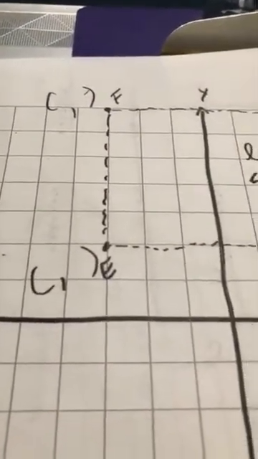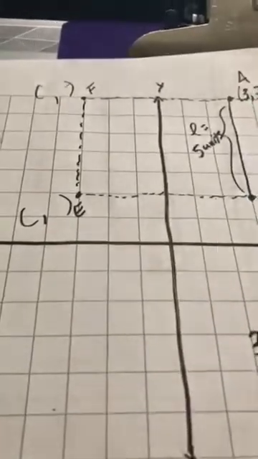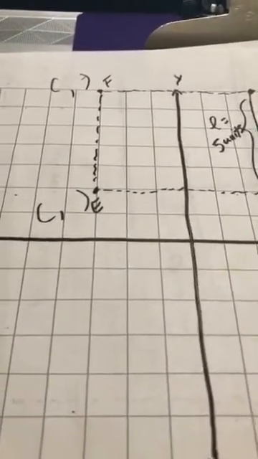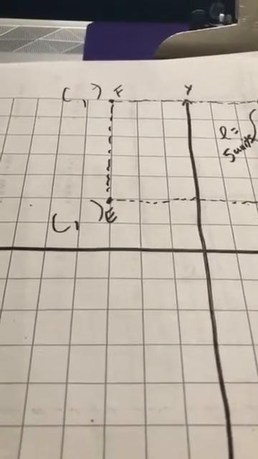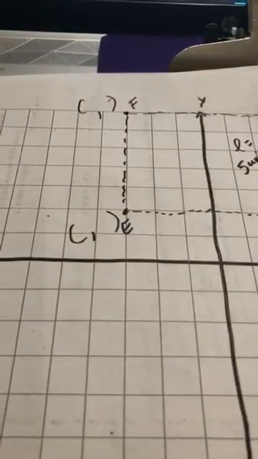Then the same holds true on this side, except now we're on the negative side of the x-axis, right? Because we're in which quadrant? Which quadrant is this? Just type it in. Type in the number in the comments.